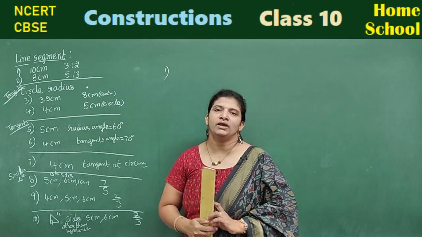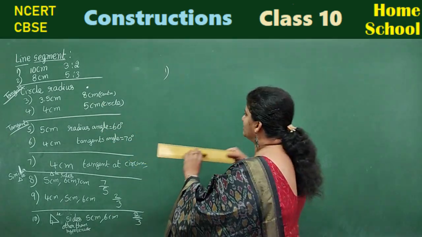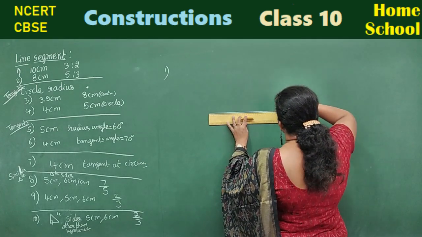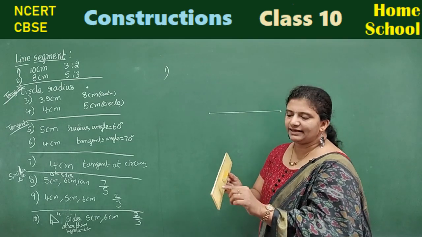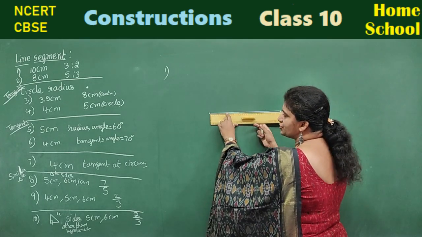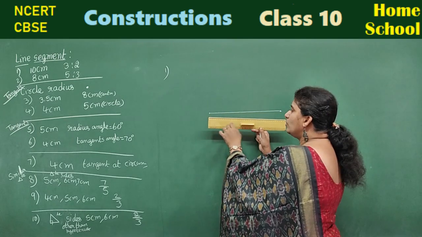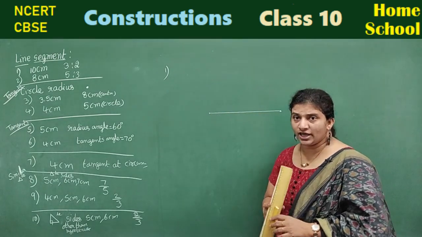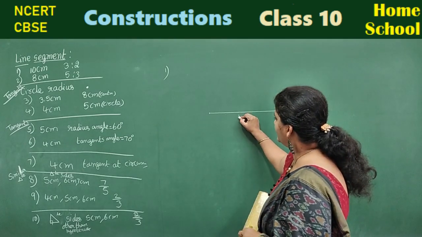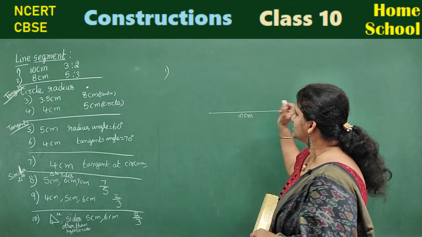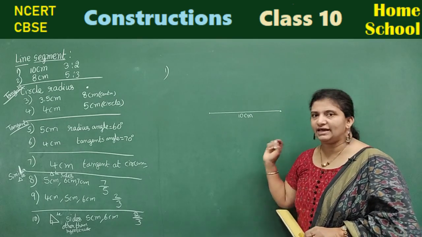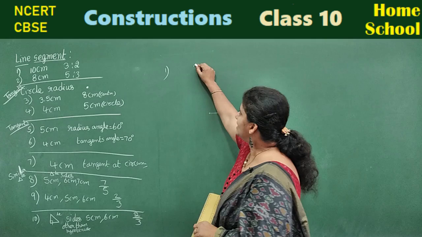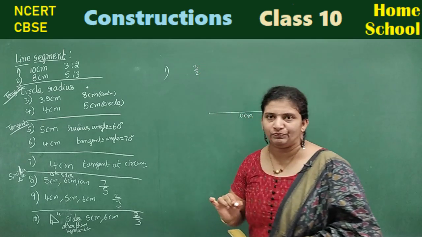Divide a line segment of length 10 centimeters. Let me draw 10 centimeters. See here, this scale, 10 centimeters means only this much you are going to get. Okay, so roughly I am going to take the measurements. You please do properly. Draw a line segment of length 10 centimeters. What is the line segment length? 10 centimeters. You need to divide this line segment in the ratio 3:2.